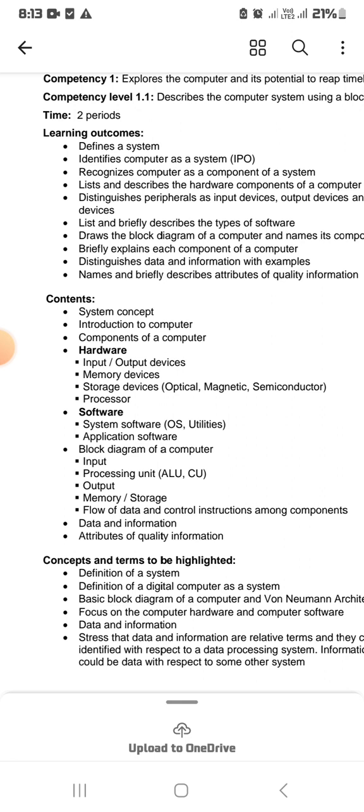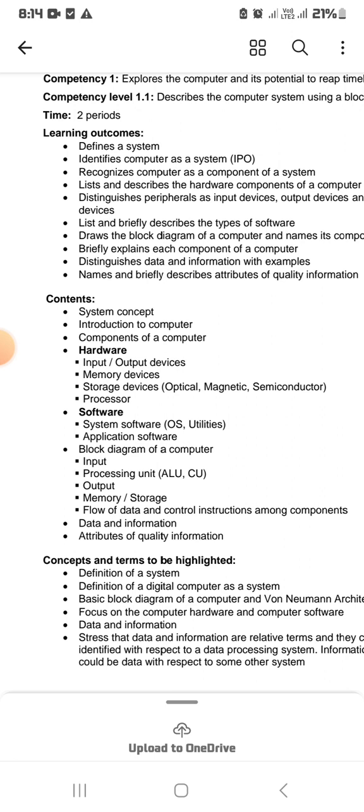So the second question is, identify the computer as a system. Okay. So the next one is components of a computer. Now we are going to study the components of a computer. So I can give you some examples for the IPO. That means input, process, and then output.